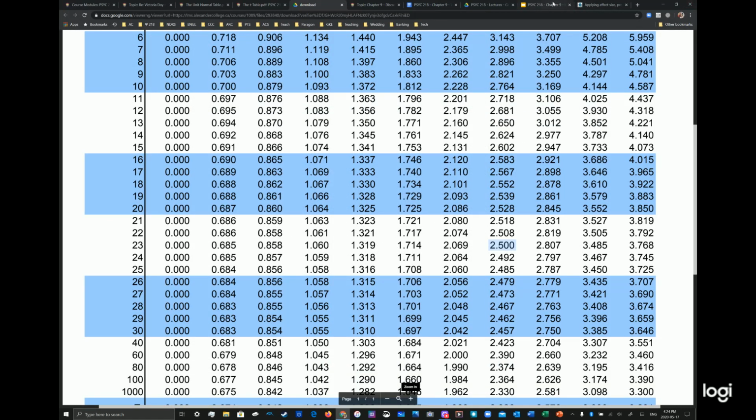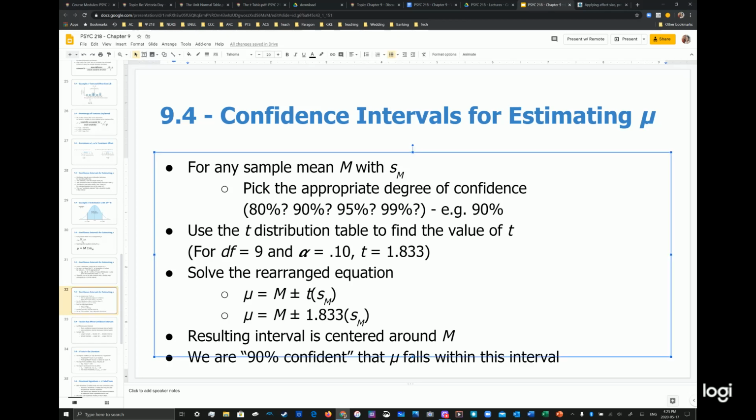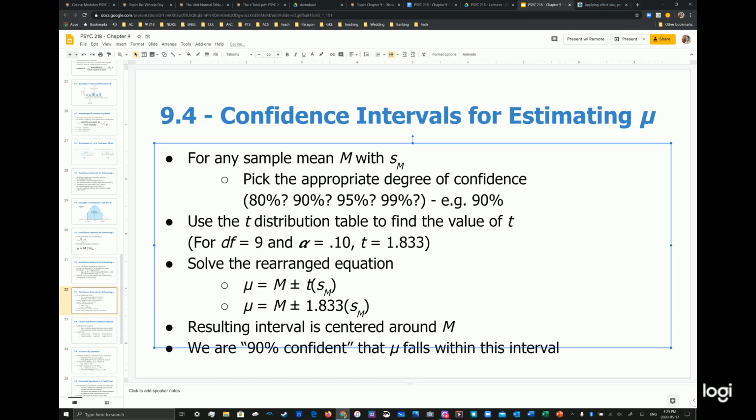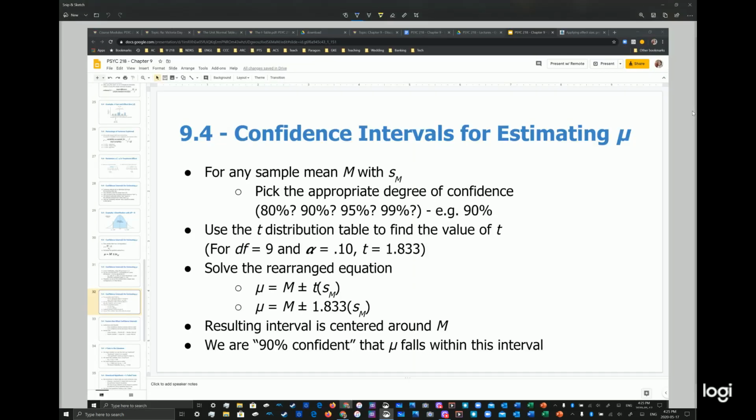So going back to the slide here. So then when we use confidence intervals for estimating the population mean, there's some pointers that can help us. First, we want to make sure we pick an appropriate degree of confidence. Again, the general guidelines would be somewhere pretty high, like 80%, 90%, 95%, or even 99%.